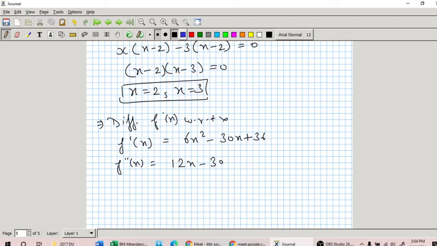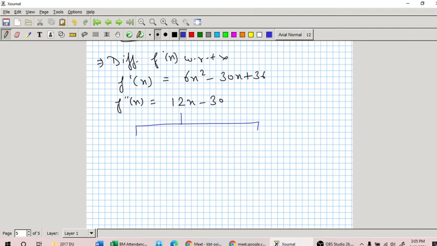Now we have two values of x. So we'll try to find out the value of f double dash x at 2 and f double dash x at 3. So put the value of 2 here, what do we get? We get 12 into 2 minus 30, and here 12 into 3 minus 30. So this is your minus 6, negative value, and this is your plus 6, a positive value.